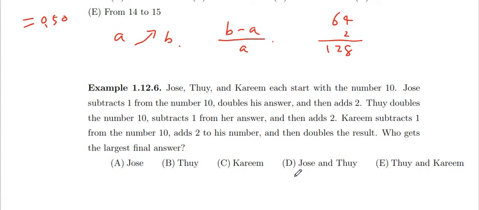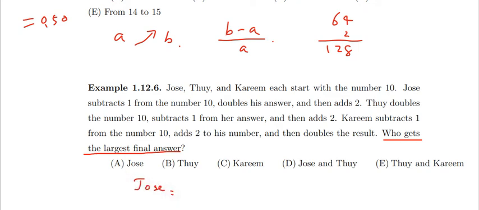So these 3 guys each started with the number 10. This one just subtracts 1 from the number 10, then doubles, and then adds 2. Okay, so we just check the numbers. What's the question? Who gets the largest final answer? So we just check the number from each.